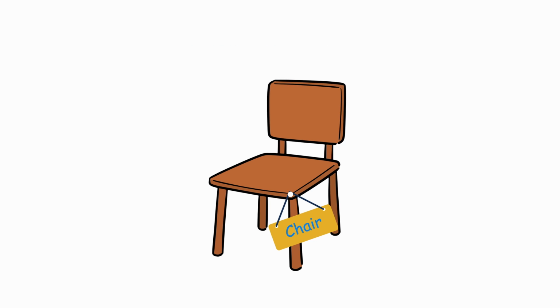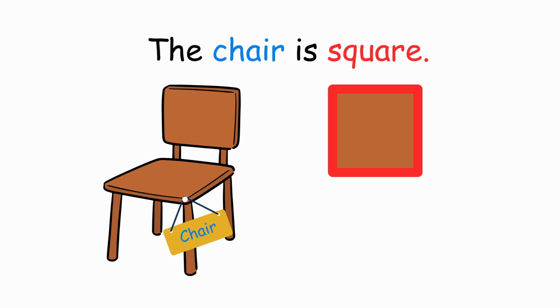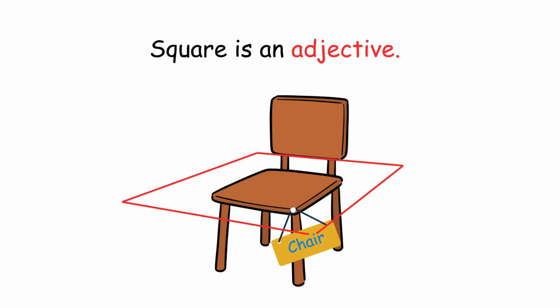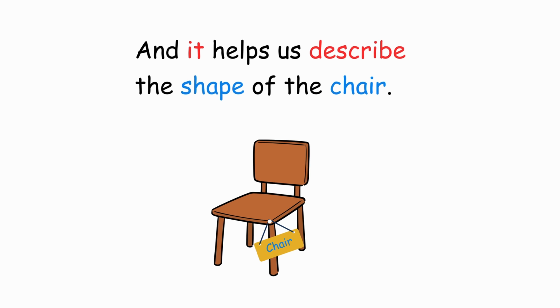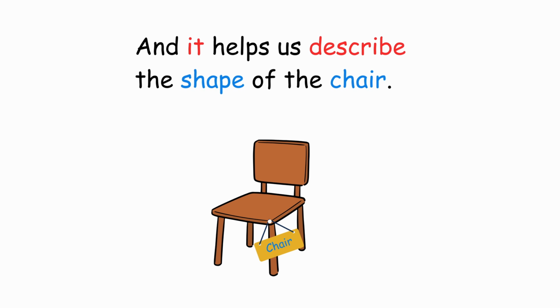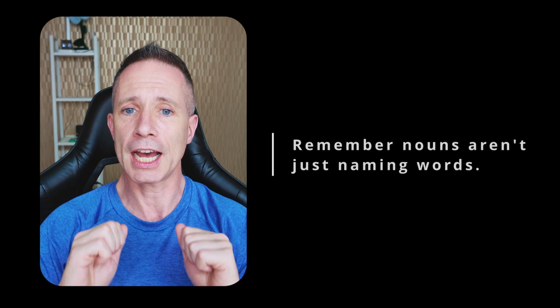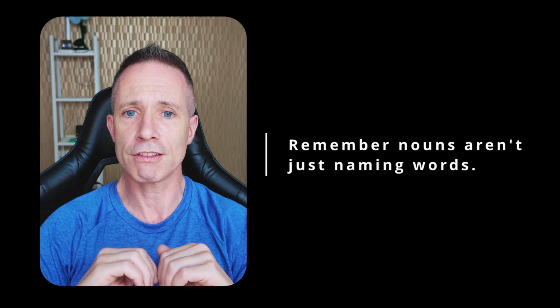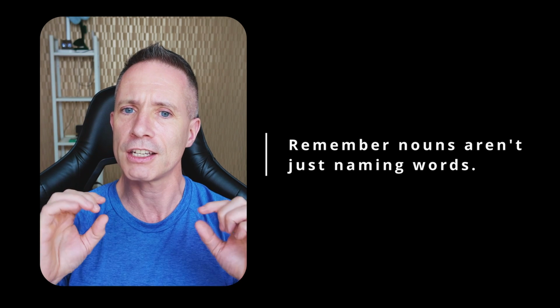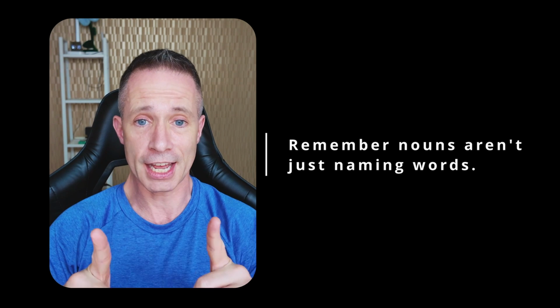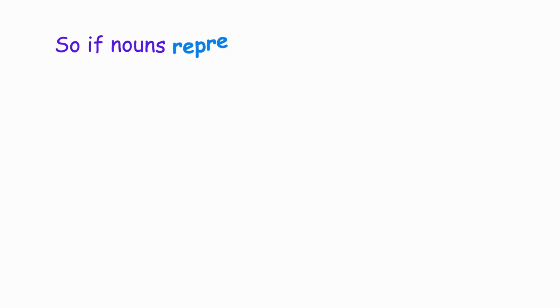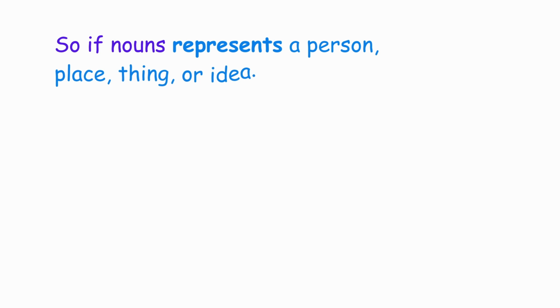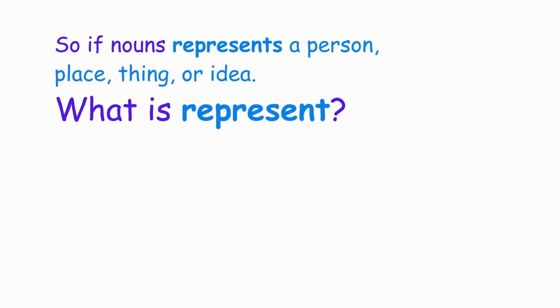Describe the chair. The chair is square. Square is an adjective, and it helps us describe the shape of the chair. We know that nouns are naming words, and a lot of people stop there. They don't really process that nouns do something else, and that is representing a person, place, thing, or idea. So, if nouns represent a person, place, thing, or idea, what is represent?